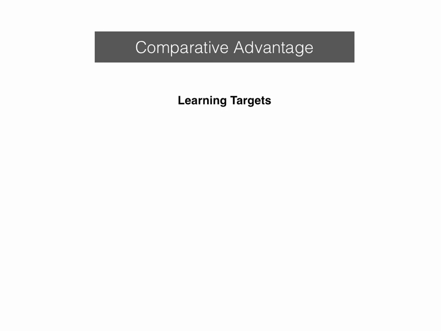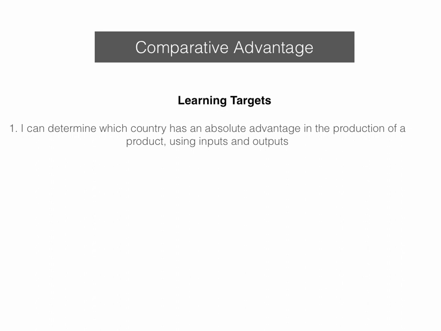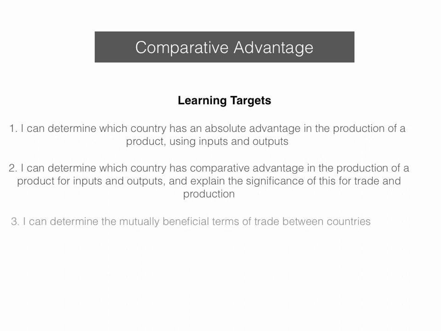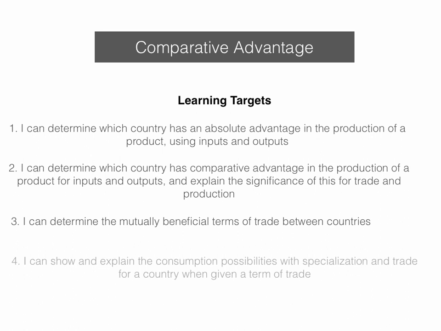Welcome to this lesson on comparative advantage. Learning targets are as follows. I can determine which country has an absolute advantage in the production of a product using inputs and outputs. I can determine which country has a comparative advantage in the production of a product for inputs and outputs and explain the significance of this for trade and production. I can determine the mutually beneficial terms of trade between countries, and I can show and explain the consumption possibilities with specialization in trade for a country when given a term of trade.